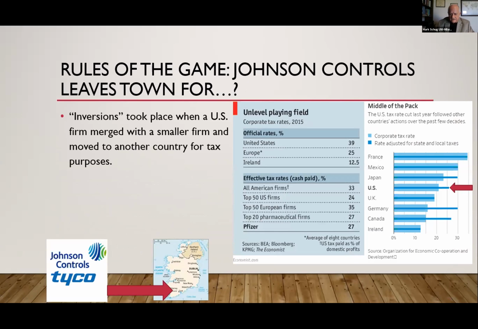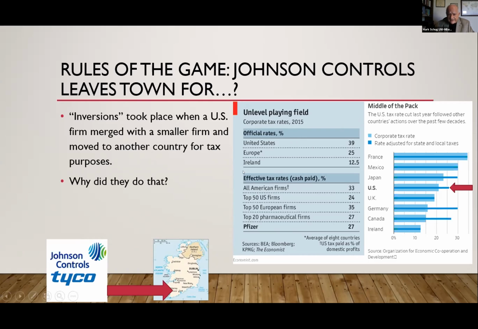During the last few years, up until about 2016, we were talking about inversions happening around the United States. Big companies would leave the United States and take their firm, merge it with a smaller firm in another country. Well, why did they do that? Well, because they were evil, rotten capitalists. Or maybe they were responding to the rules of the game. Here was the official corporate tax rate at 39%, right?